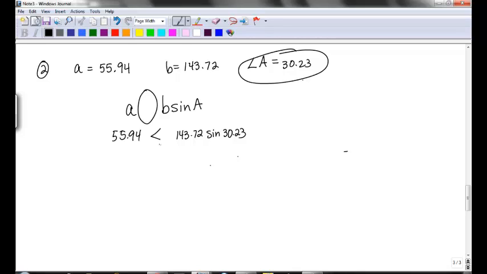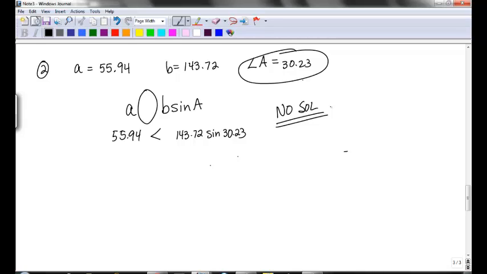If A is less than B sine of A, this is one you're going to like. There's no solution, no triangle. On that other one, remember it has to be an and statement. Both parts have to be true for that to be a two triangle.